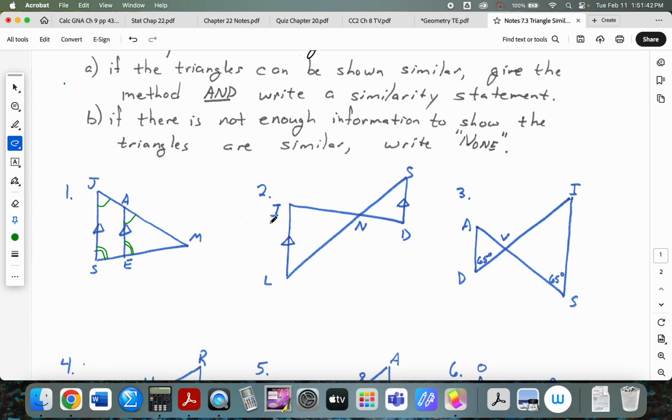So it says write a similarity statement. The similarity statement is where you say the two triangles are similar in a particular order. Triangle JMS then would be similar to triangle... You've got to match up the parts. J matches up with the angle at A in the little triangle. So it's AME by angle similarity.